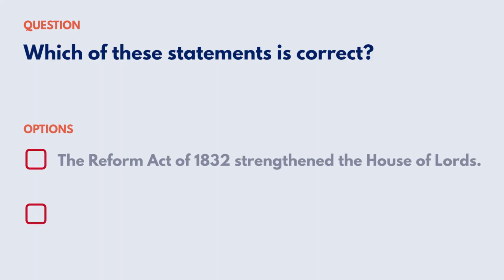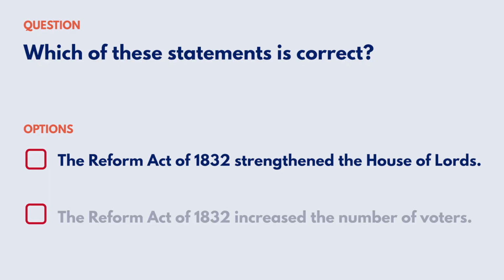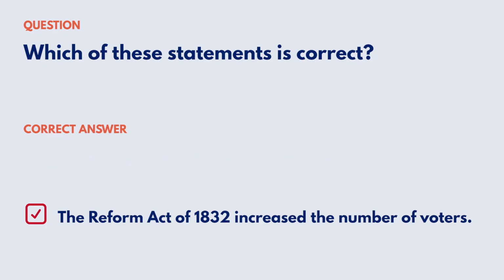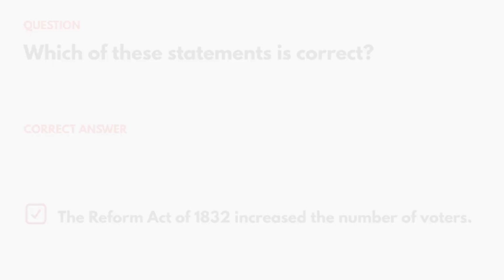Which of these statements is correct? The Reform Act of 1832 strengthened the House of Lords. The Reform Act of 1832 increased the number of voters. Correct answer, the Reform Act of 1832 increased the number of voters.